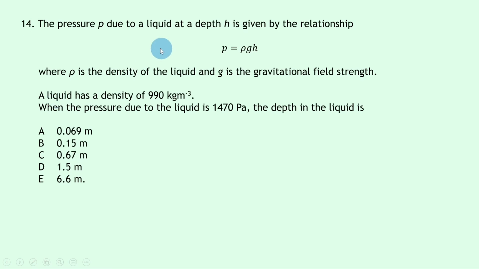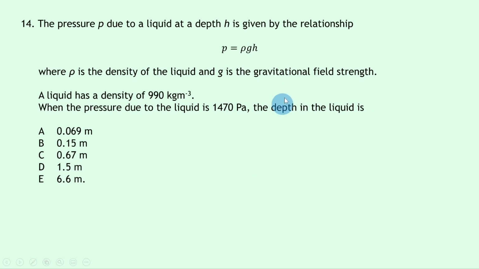Question 14 says the pressure P due to a liquid at a depth h is given by the relationship P equals rho gh, where rho is the density of the liquid and g is the gravitational field strength. Notice how you probably haven't seen this equation before, and that's because this is a skills question. It then says a liquid has a density of 990 kilograms per meter cubed. When the pressure due to the liquid is 1470 pascals, the depth in the liquid is.